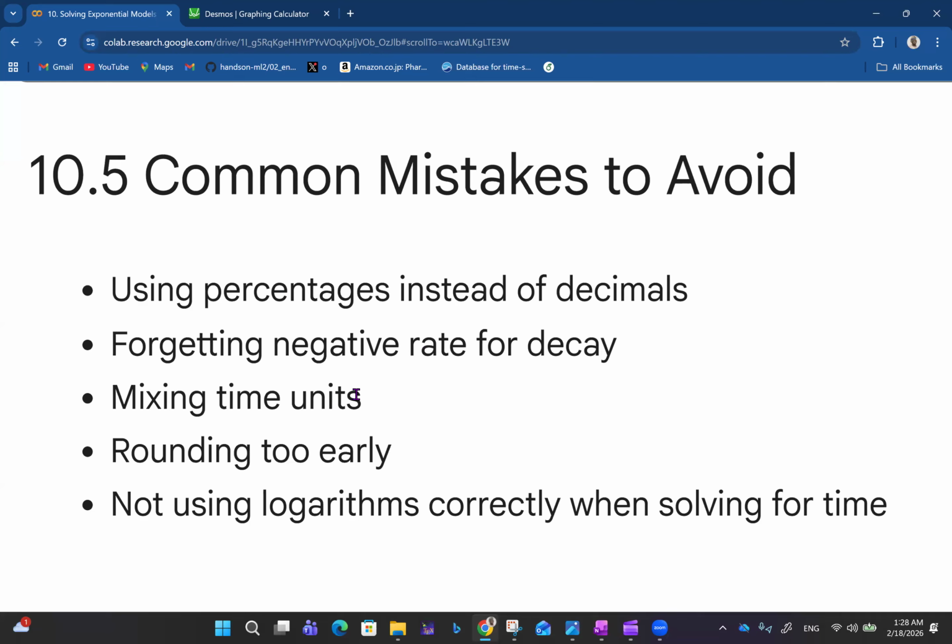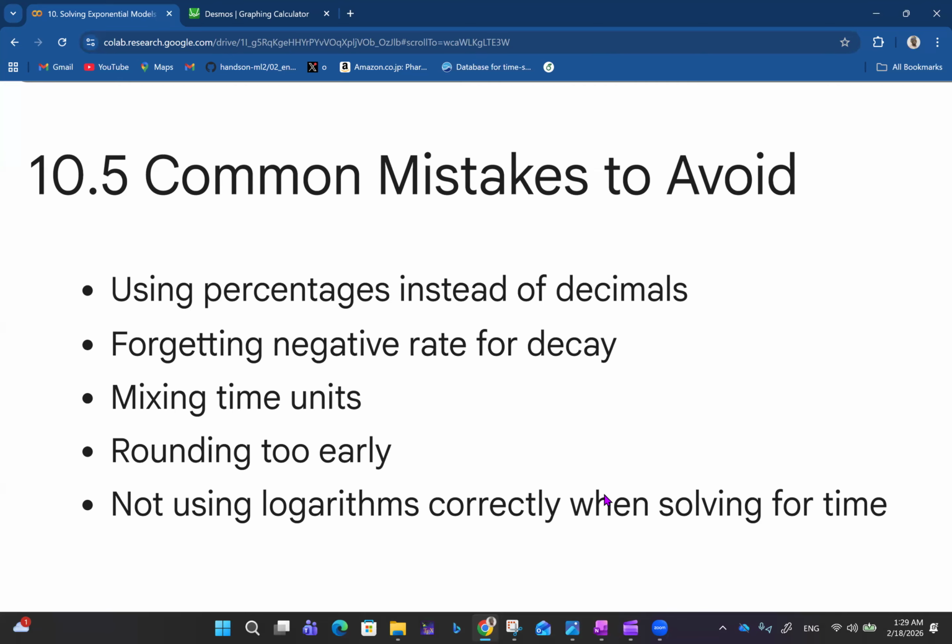Then, mixing time units. I think I talked about that. If you are talking about compound interest, maybe you have 7% per annum, and you now want to know how much your money would have become after 7 years, 3 months. You have to figure out that time thing. Then, rounding too early. Don't round until you get to the absolute end of the calculation so that you can get something as accurate as possible.